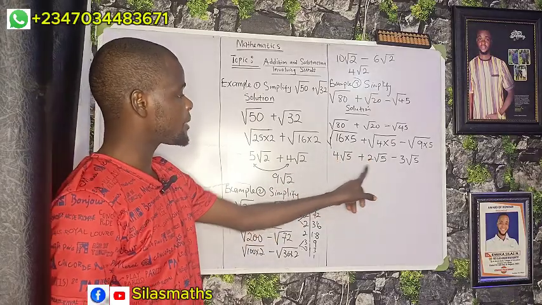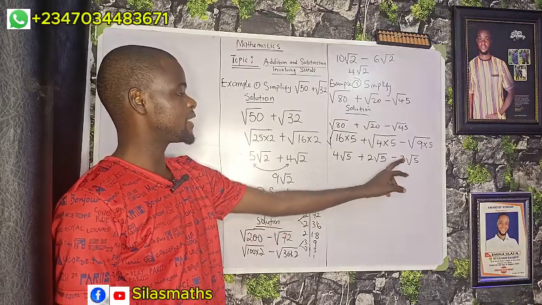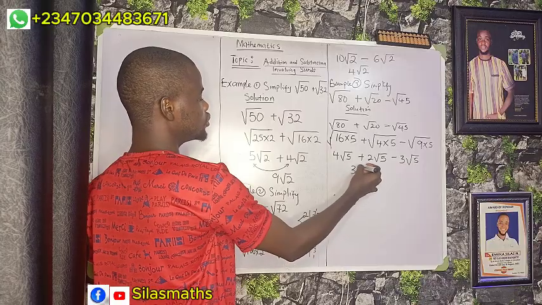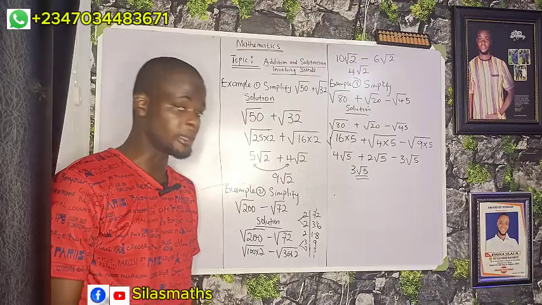So we have 4 plus 2 is going to give us 6. And then 6 minus 3 is going to give us 3. So what do I have? 3 root 5. That is the answer to this problem.